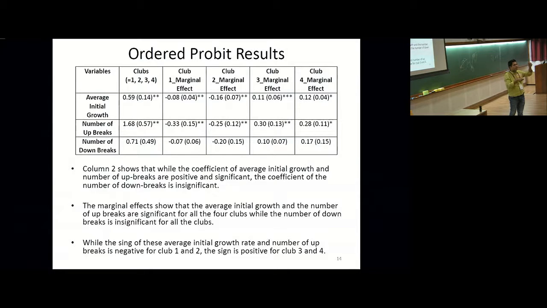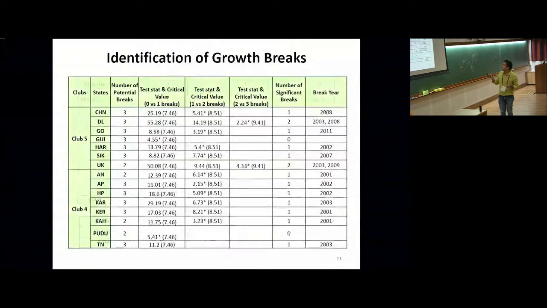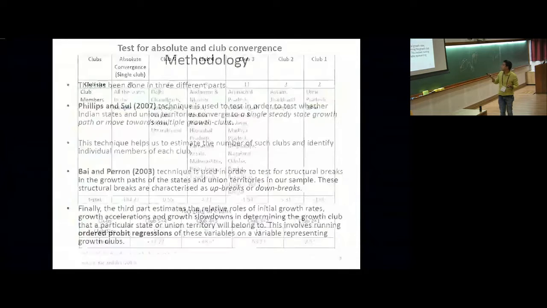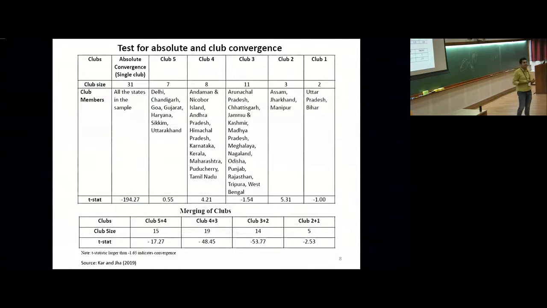It is a categorical variable, and the categories are the number of clubs. Here we have taken four categories, and we have identified actually five categories, because there was a very low number of states in club 2 and 3, so we merged them. When we are running regression, if we do not merge them, the number of observations in those clubs will be very low.